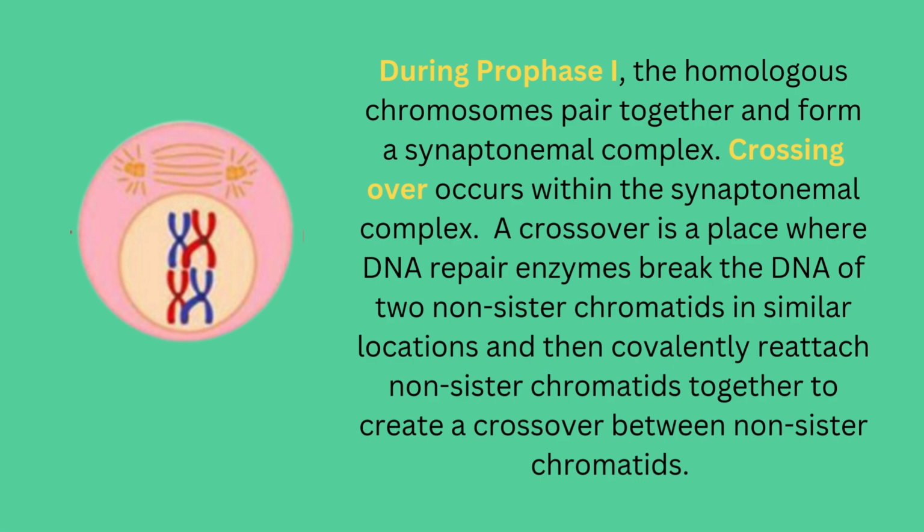There are 4 subdivisions of meiosis 1, which are prophase 1, metaphase 1, anaphase 1, and telophase 1. During prophase 1, the homologous chromosomes pair together and form a synaptonemal complex. Crossing over occurs within the synaptonemal complex. A crossover is a place where DNA repair enzymes break the DNA of 2 non-sister chromatids in similar locations and then covalently reattach the non-sister chromatids together to create a crossover between non-sister chromatids.